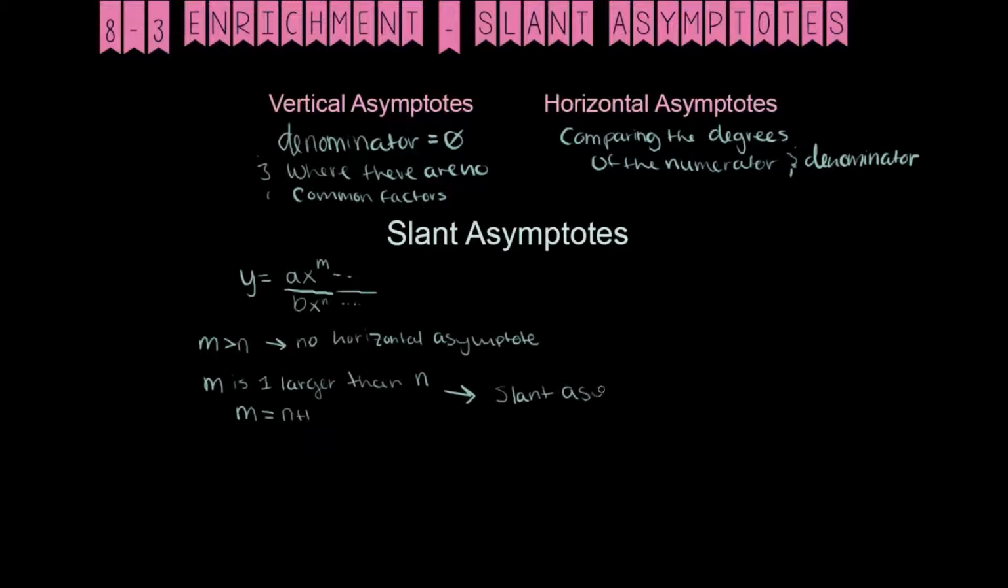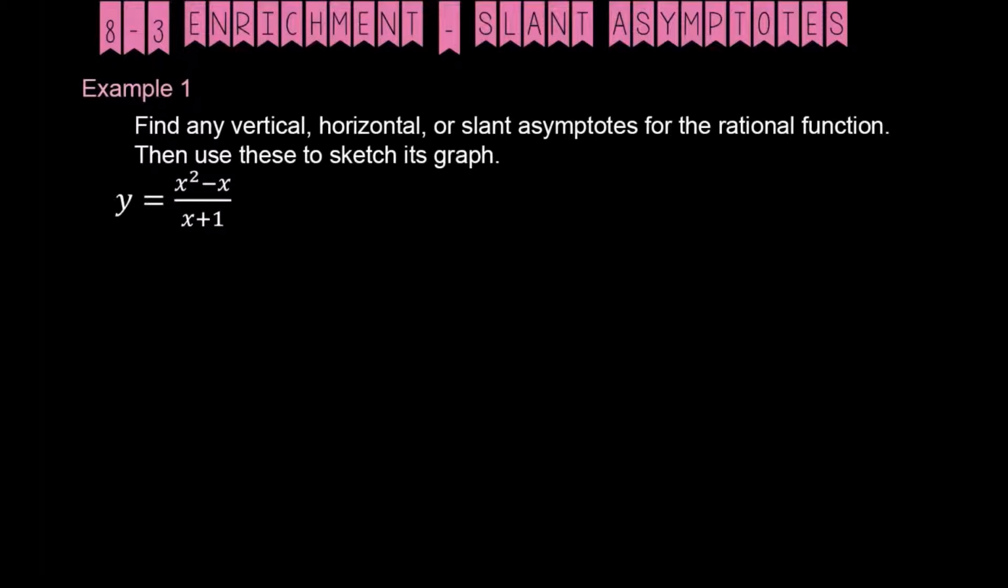It's not a horizontal asymptote because it's more of a diagonal line, and we have a way of finding it. We are going to utilize our favorite long division to find the slant asymptote. I will be showing you that with an example. Alright, let's look at an example together.